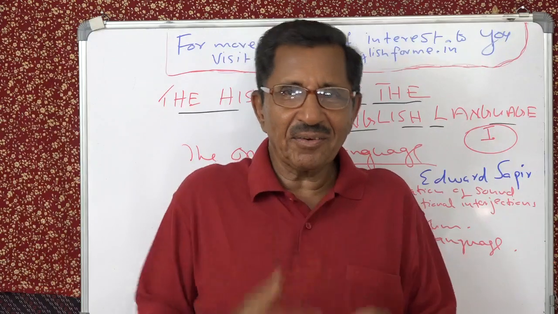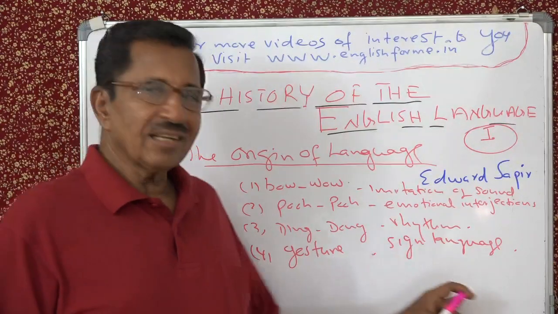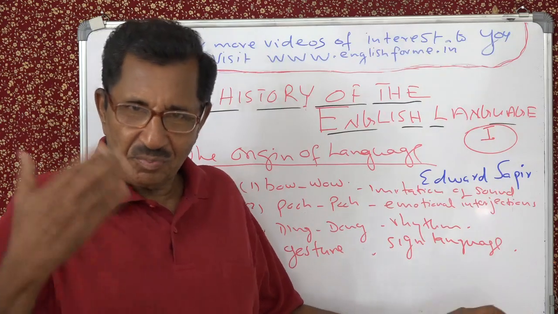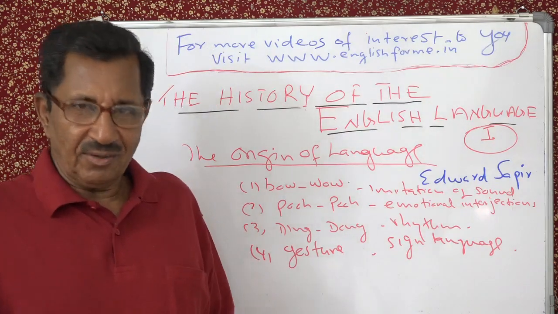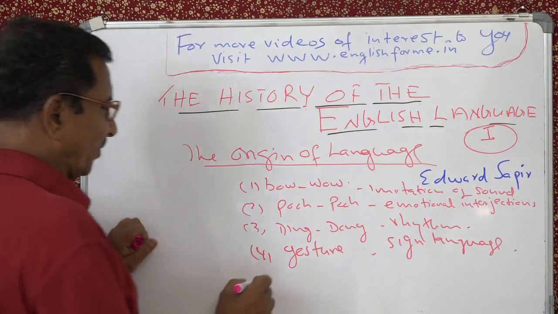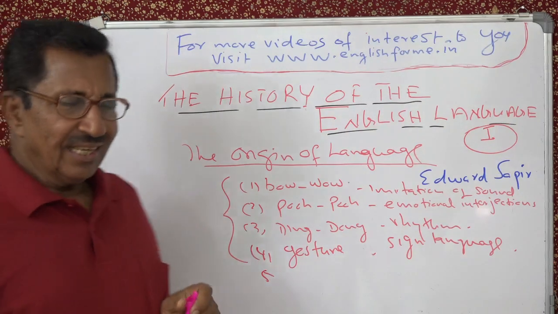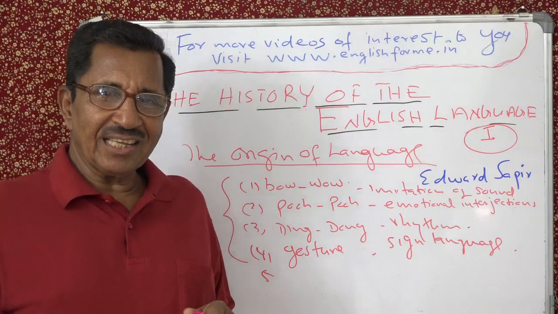So from sign language you develop this language proper. You produce the sound and produce language proper. That's another one. And there is another, the fifth one. These are the four major theories. Fifth, sixth, seventh, and eighth, and so on.